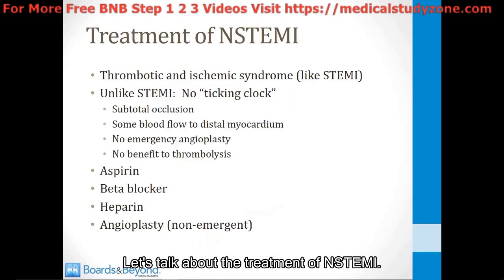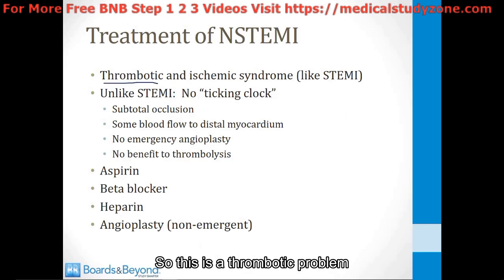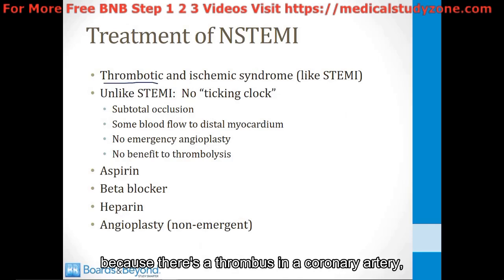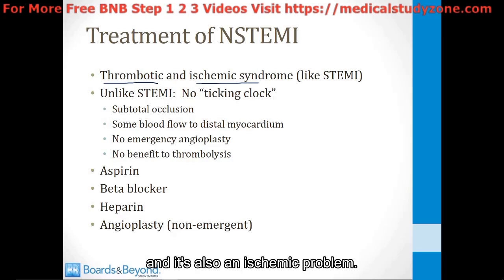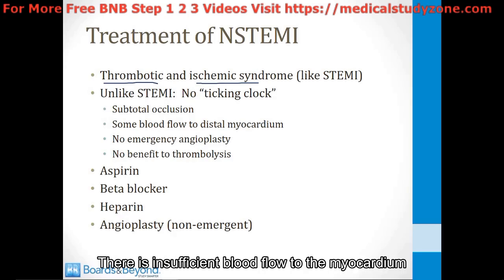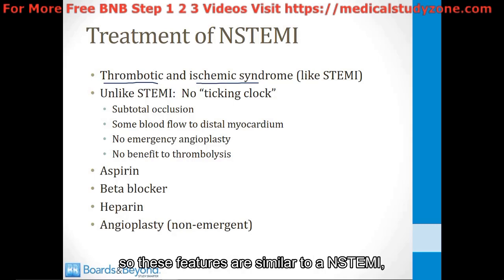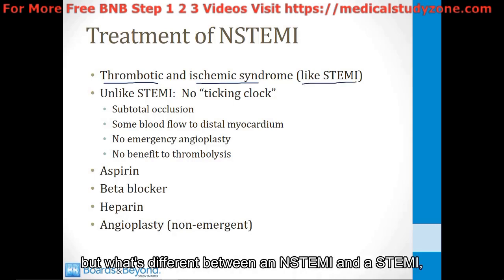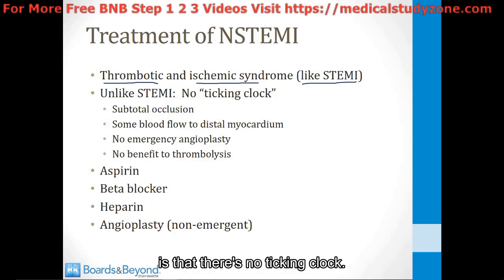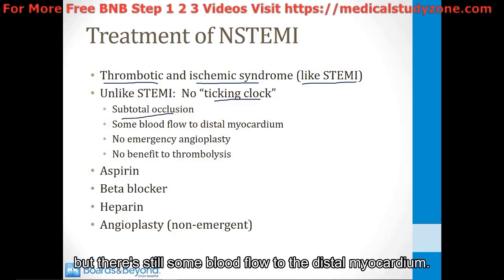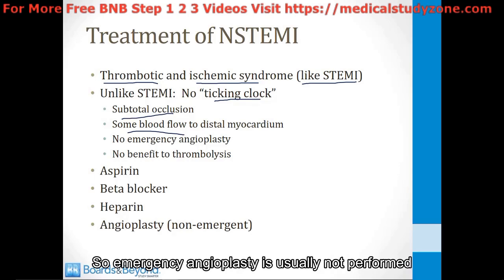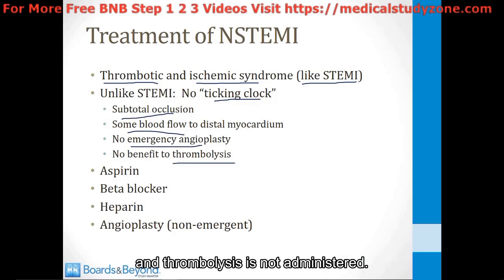Let's talk about the treatment of NSTEMI. So this is a thrombotic problem because there's a thrombus in a coronary artery, and it's also an ischemic problem. There is insufficient blood flow to the myocardium. So these features are similar to a STEMI, but what's different between an NSTEMI and a STEMI is that there's no ticking clock. An NSTEMI has a subtotal occlusion, but there's still some blood flow to the distal myocardium. So emergency angioplasty is usually not performed, and thrombolysis is not administered.